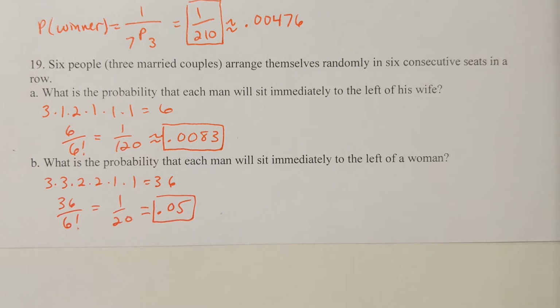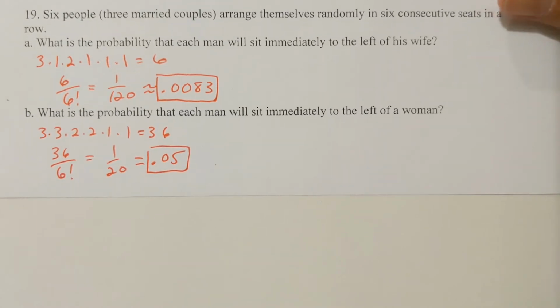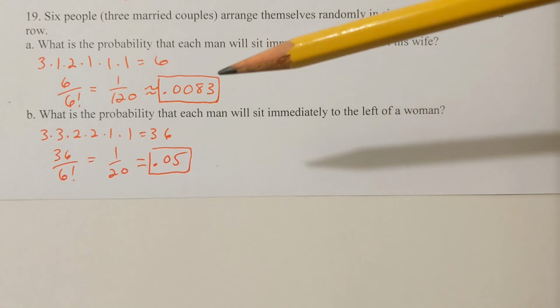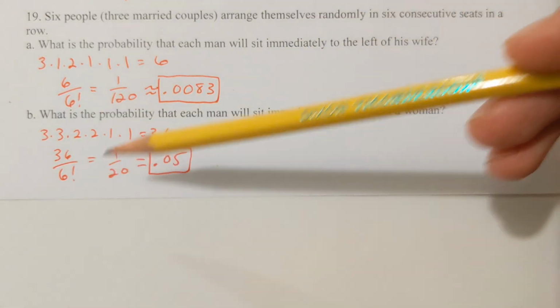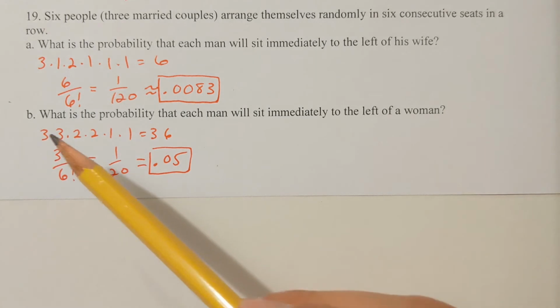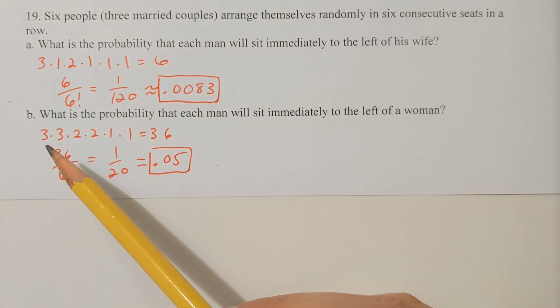Okay. Part B, what is the probability that each man will sit immediately to the left of a woman? Okay, so not necessarily a husband-wife thing, but just, so it goes girl, boy, girl, boy, girl, boy. Okay, well, the denominator is going to be the same, so 6 factorial is 120. So there's 3 wives and 3 husbands, right?